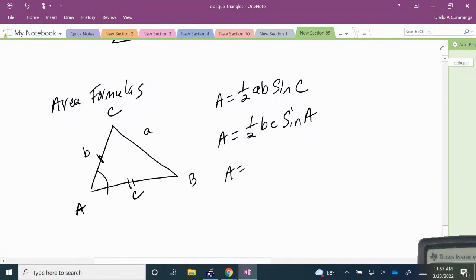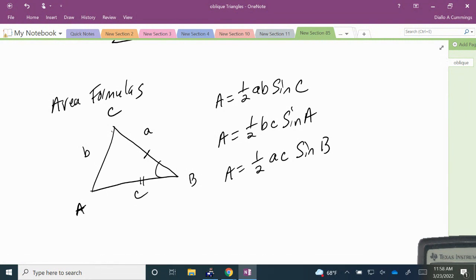And the third formula is 1/2 A times C times the sine of B. Here again, if I'm given a side angle side set of measurements, I can find the area. All right, so let's take a look at an example.